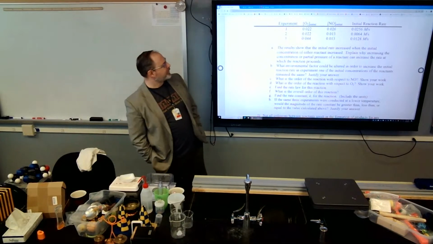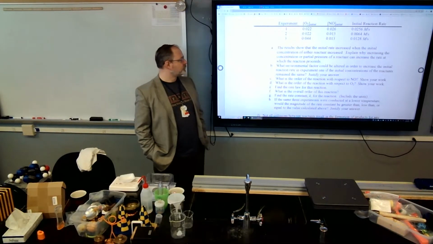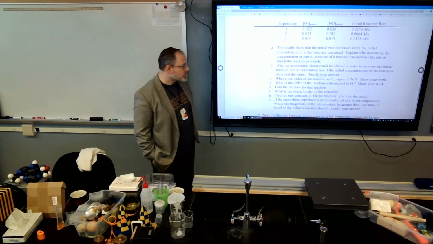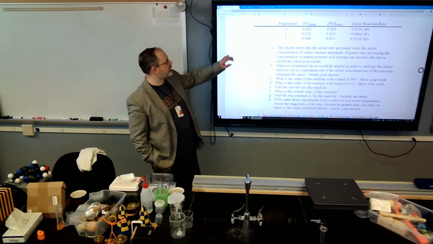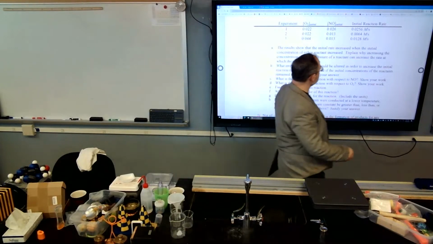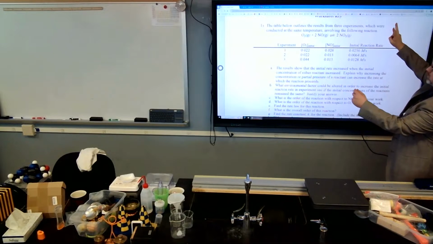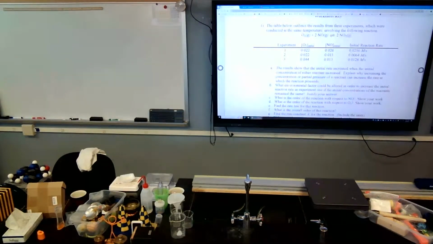Part B. What environmental factor could be altered in order to increase the initial reaction rate in experiment 1 if the initial concentrations of the reactants remain the same? And we come down here. Let me scroll. There we go. There are 2 environmental factors that we could alter that would increase the initial reaction rate in experiment 1. What are those 2 and why?